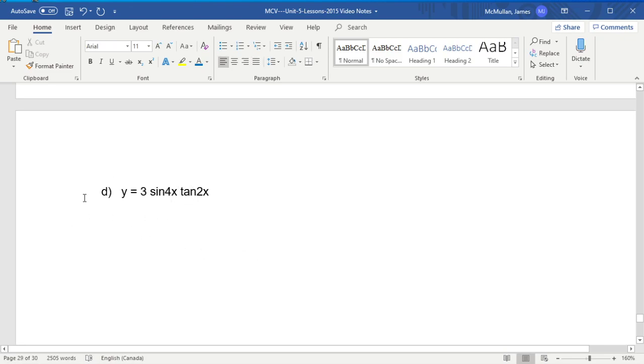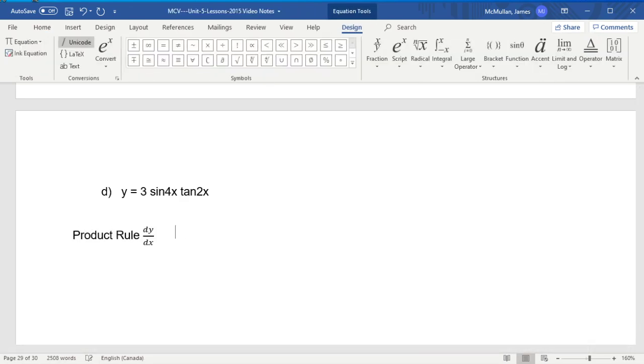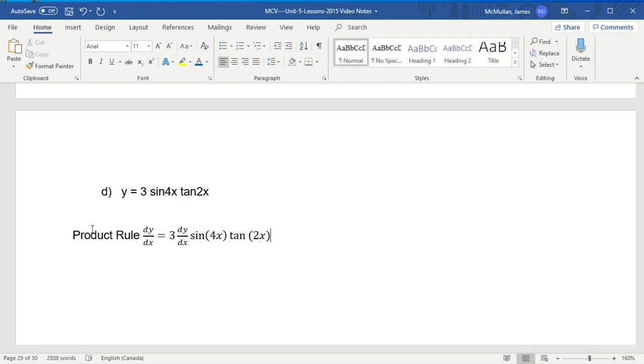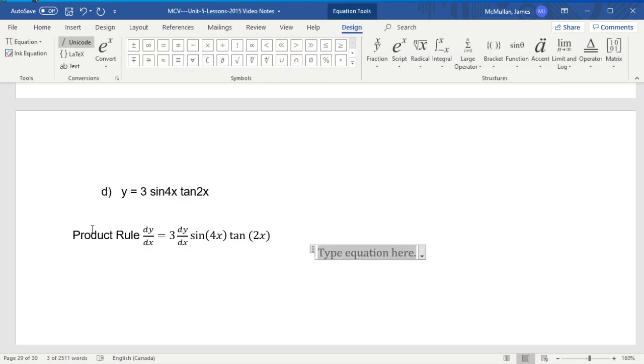Okay, now this one is going to be a product rule. So for a product rule, dy/dx is going to be equal to 3. So I bring the 3 to the front, and then take the derivative of sine 4x tan 2x, right? So I'm going to take that constant to the front and then do the derivative of the products. So let's look at the products.